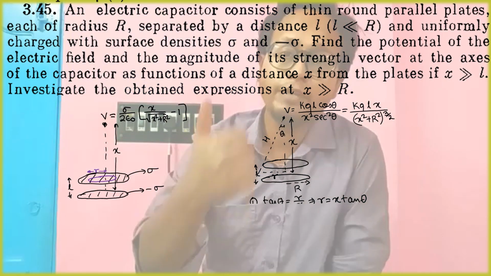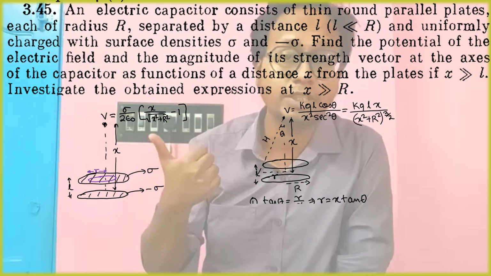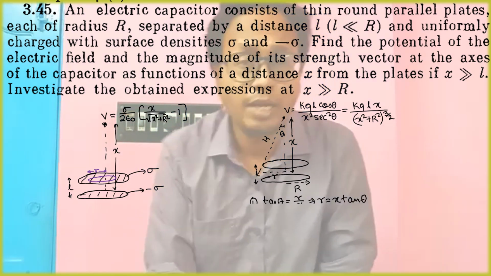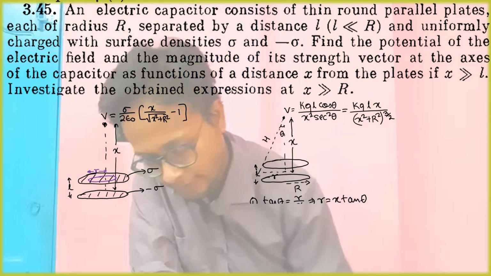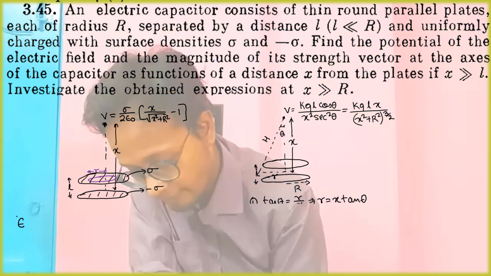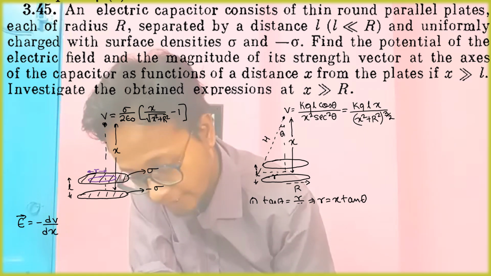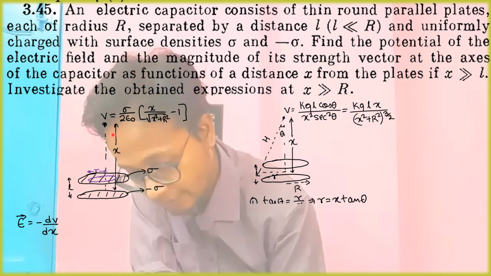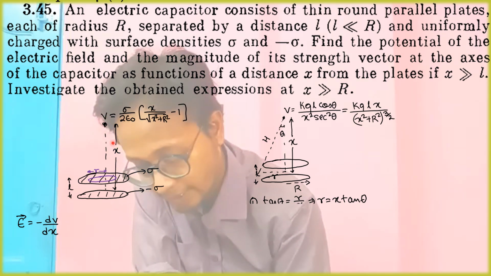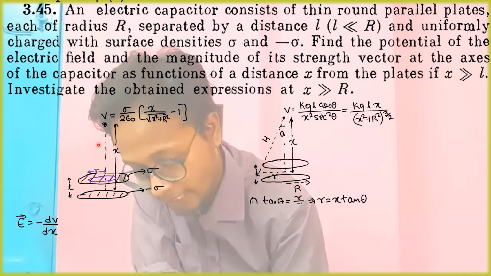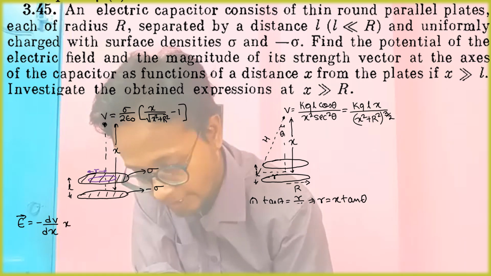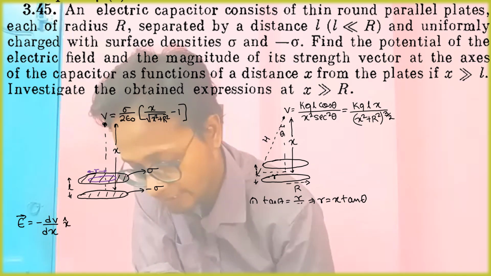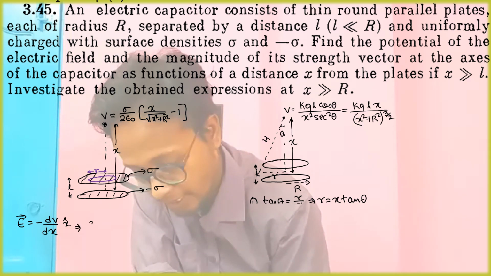See, now I already found the electric potential at point x. Now how do I find the electric field? I simply apply electric field equals minus dV by dx, and the direction of the electric field will be along the direction of x. That means when I'm differentiating with respect to x, the direction of the electric field will be along x, so into x cap. X cap means nothing but a unit vector along this direction.